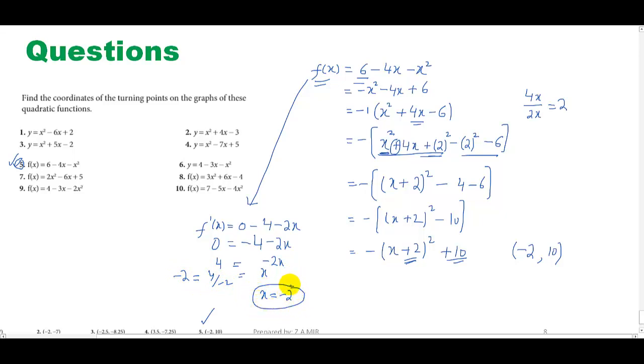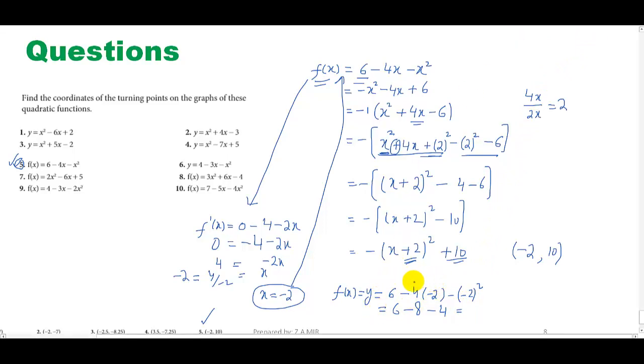Now this is the first coordinate of the turning point, and put this in the given function. So the second will be f of x. We know that f of x and y are the same. So let's put 6 minus 4x, x is minus 2, minus x squared, minus 2 squared. So simplification, it is plus 8 and minus, it is plus 4. So minus 12, it is minus, let me check.